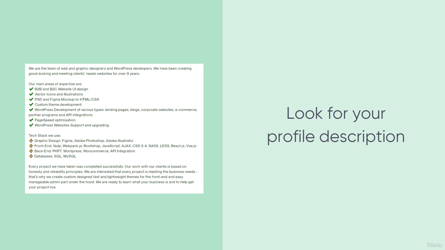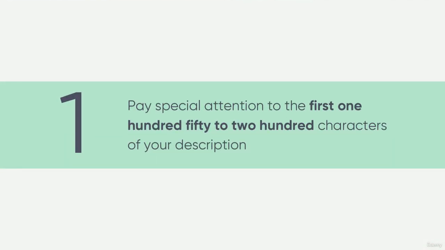The next thing to look for is your profile description. In comparison to the Upwork algorithm, where only the number of keywords in the profile description matters, a real person will read its content to better understand whether you are suitable for doing the task. I have some advice on how you can better design your overview. Number 1. Pay special attention to the first 150 to 200 characters of your description. That's how much Upwork displays in the search results of the freelancer catalog.